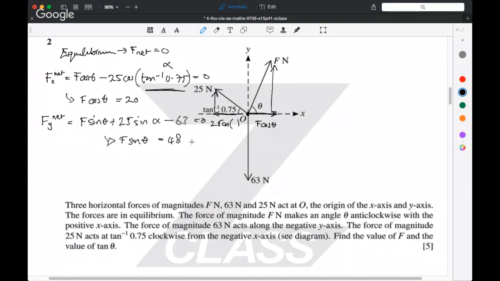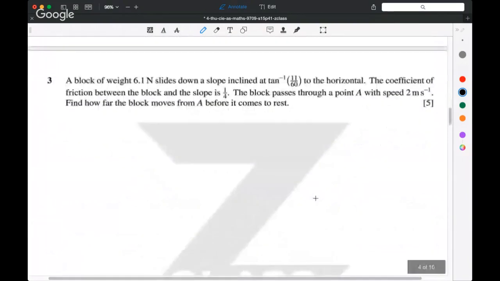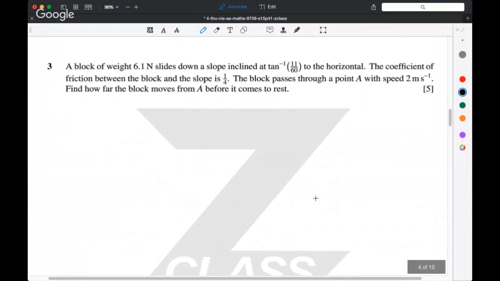So if we take this equation 2, and we divide it by equation 1, we get that the tan of theta is equal to 48 over 20, which is 12 over 5. And that's one of the things we're asked for. And then we're asked to find F, and you can just find that by plugging this thing back into this. You can say that F is equal to, say, 20 over the cosine of theta, which is the cosine of the inverse tangent of 12 over 5. That's all done.